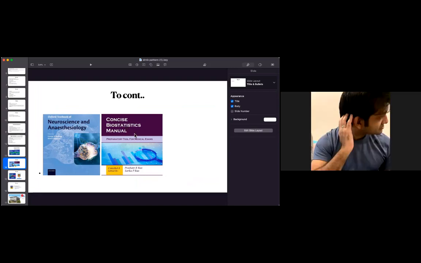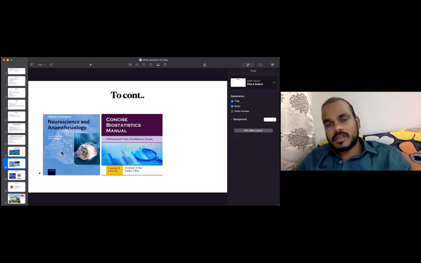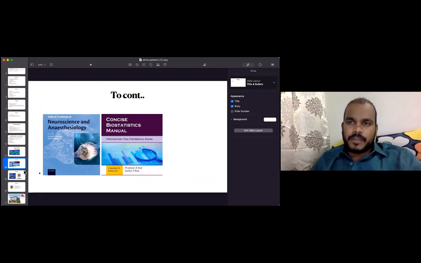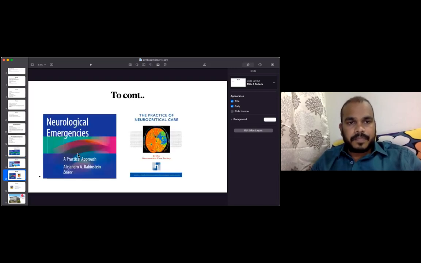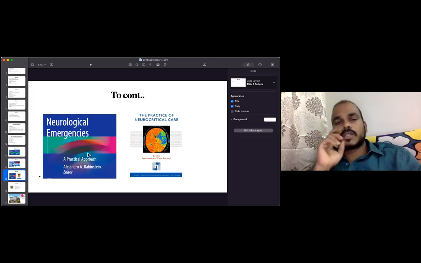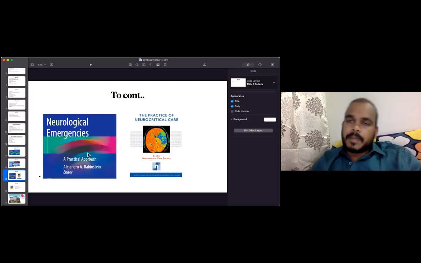And this is another interesting book, the Oxford textbook of Neuroanesthesia, where the basics of neuroanesthesia are very well described. You can just flip through this book, and use it for neurocritical care topics. These two books are what we came across and prepared from. I don't know about you.